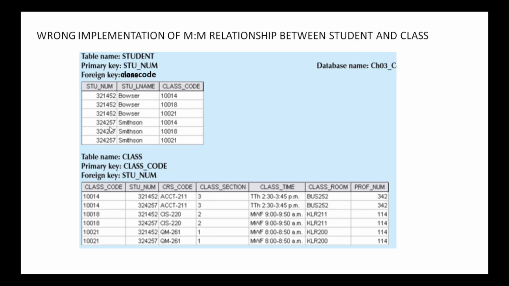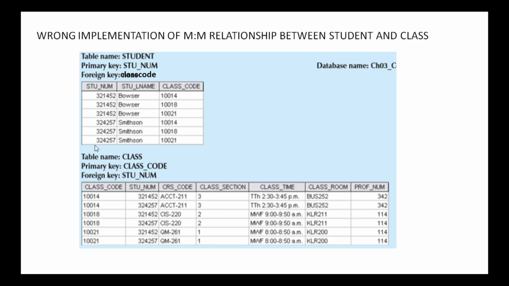321452, 324257, and 324452 and 357. Those values exist in the foreign key also. Just see this diagram. Actually, what is the rule? Every table should have a key attribute which identifies each and every record uniquely.